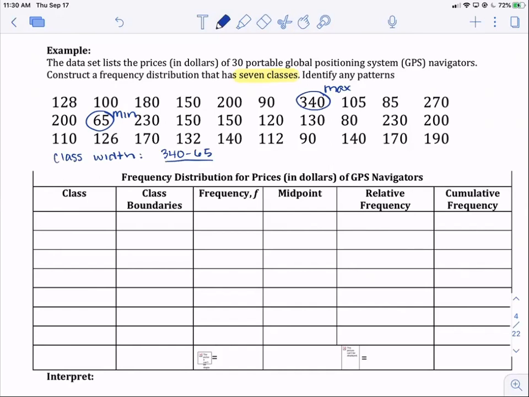By 7, the number of classes. All right. So if we do that, anybody know what we get? Anybody? Alex, do you have a calculator? Find it for us. Put you on the spot. Perfect. 39.28. But what was our rule? Round up. So our class width would become 40.